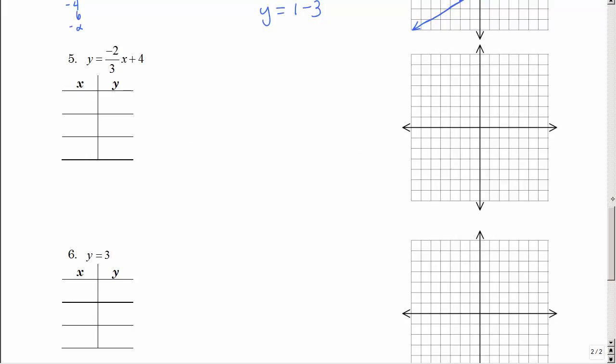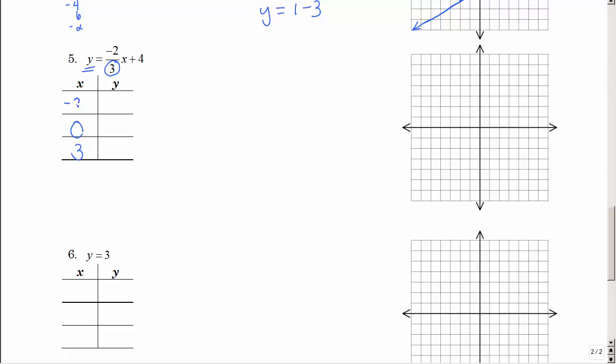This is where you make choices. I need to choose some values either for x or for y, but since the y is solved for, it's a lot easier if you choose your values for x. So look at that denominator. We need to choose some numbers that 3 divides in evenly. So we know 0 is always a good choice.